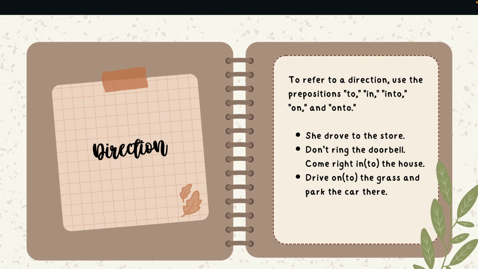Now, for direction, when a sentence is referring to a direction, we use the prepositions to, in, into, on, and onto. So, for example, she drove to the store. Don't ring the doorbell. Come right into the house or in the house. Drive on the grass and park the car there, or drive onto the grass and park the car there.